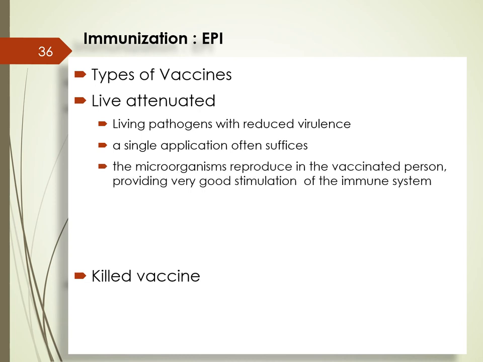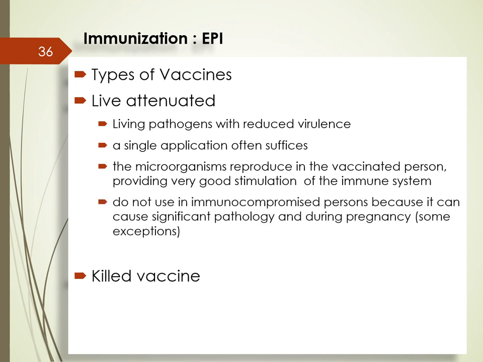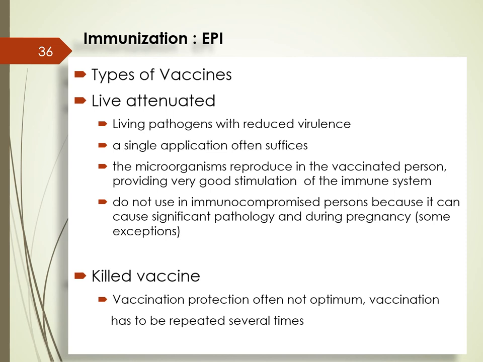Sometimes a single application suffices. In this type of vaccine, the microorganism reproduces in the vaccinated person, providing very good stimulation of the immune system. So you really have to infect the person with a live organism or virus, but of reduced virulence. Because you're giving live organisms, do not use this among immunocompromised persons, because it can cause significant pathology or disease. Also avoid it during pregnancy, with some exceptions. Now, with the killed vaccine, the organism is killed and made into a vaccine. The protection is often not optimum in comparison to live attenuated, and it will require several doses.